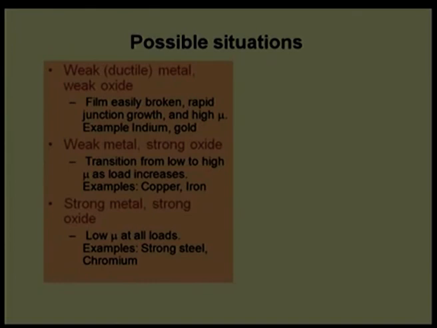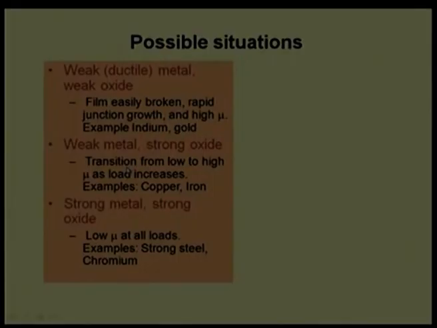After some time, if the interface, or rupture interface, between the weak metal and oxide layer... We are not talking about a tribo pair, we are talking about the metal and oxide layer. If that is ruptured, then there will be a transition, and due to this transition the coefficient of friction will increase drastically. Examples in this case are copper and iron.